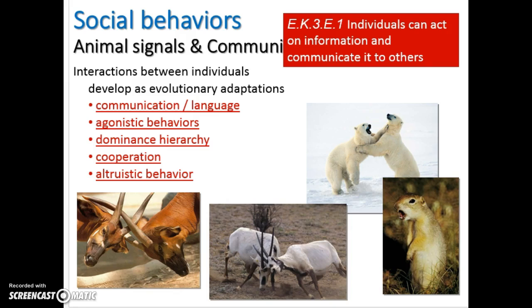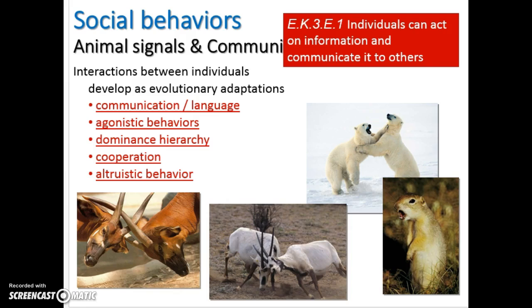So another type of social behavior is communication among animals, which can take the form of both visual, chemical, auditory. There are all sorts of ways that animals communicate and give signals to one another. This in the red box here is the EK, essential knowledge. So from the College Board, as you guys know, the learning that you are expected to master is broken into essential knowledge. And so this one is 3.1.